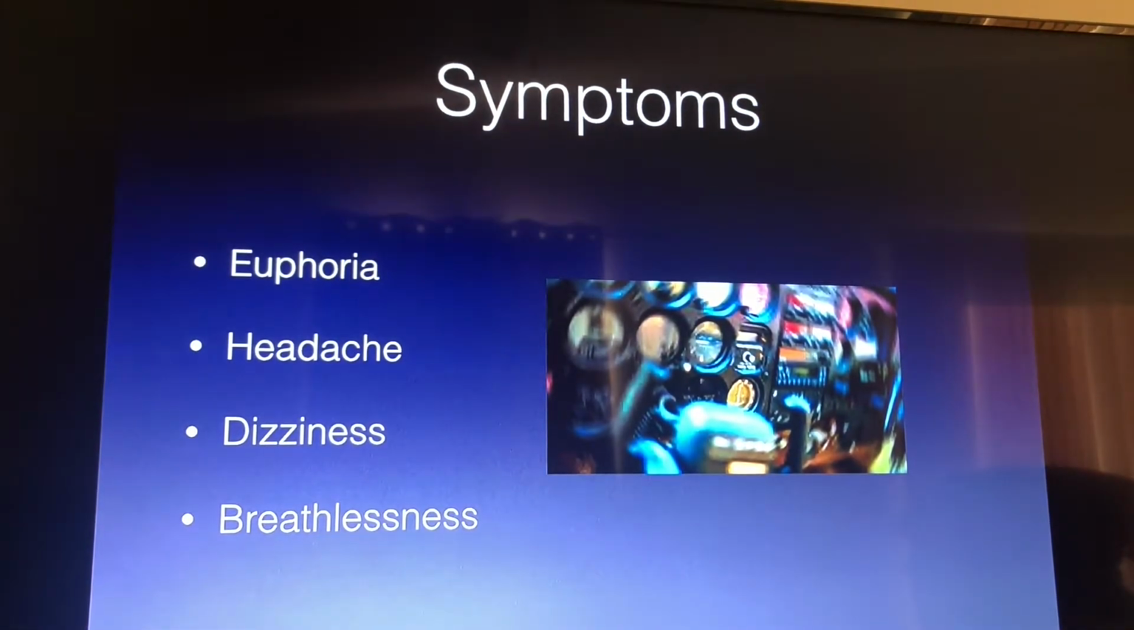Along with hypoxia, we have some symptoms. You have euphoria, headache, dizziness, breathlessness. These symptoms are very important to know because if you start experiencing these symptoms while at altitude, you should probably start descending to a lower altitude. That way you can prevent getting hypoxia.